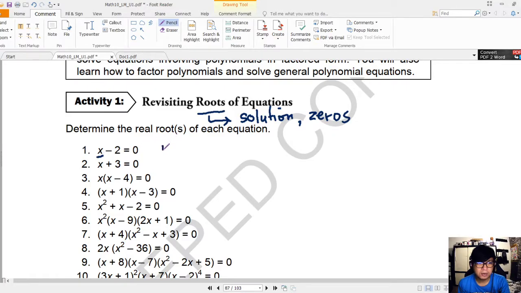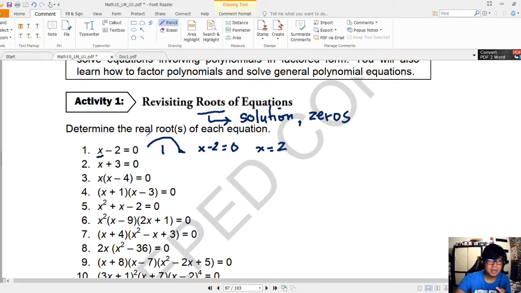is only 1. Why? Because the only root or solution or zeros of this equation, x minus 2 is equal to 0, is 2. 2 lang yung sagot kasi if we're going to find the root, maging ganito yan siya, diba? x minus 2 is equal to 0. So, ito siya i-transpose dun sa kabila, so maging x is equal to 2. Nag-iisa lang siya na solution. So, there is only one root.